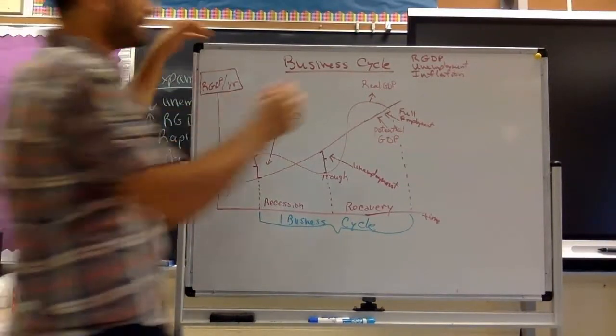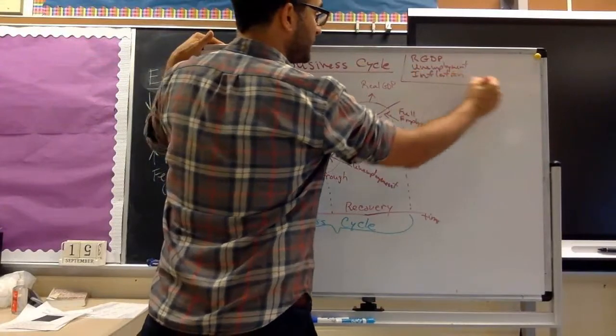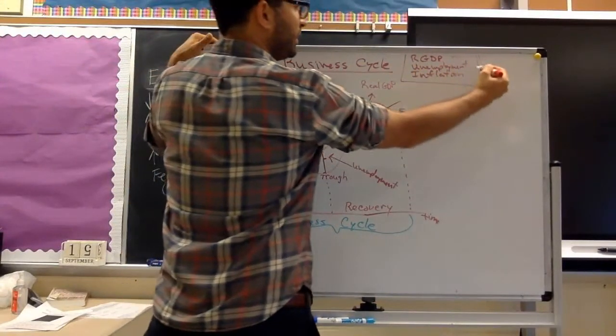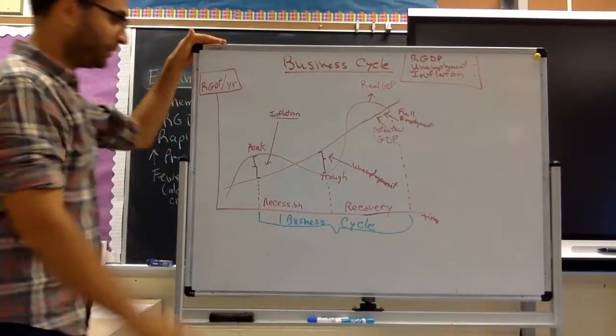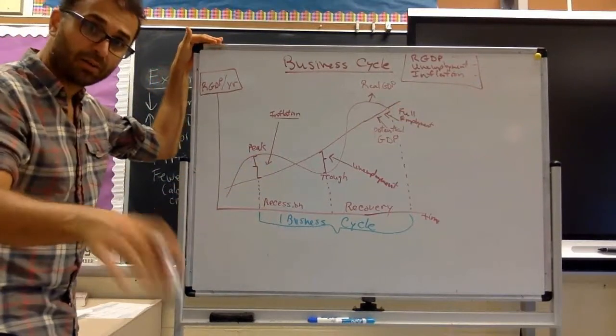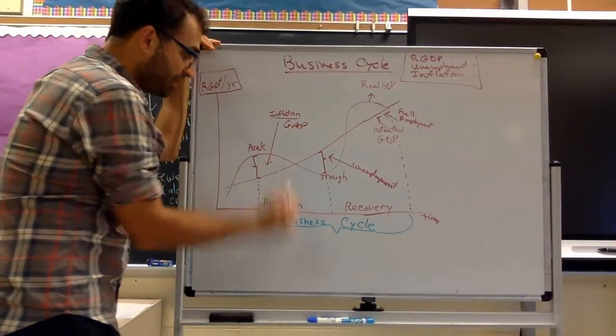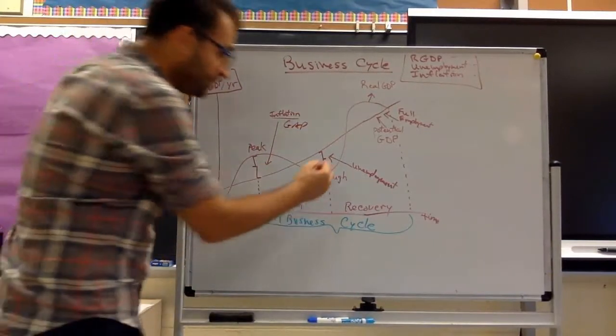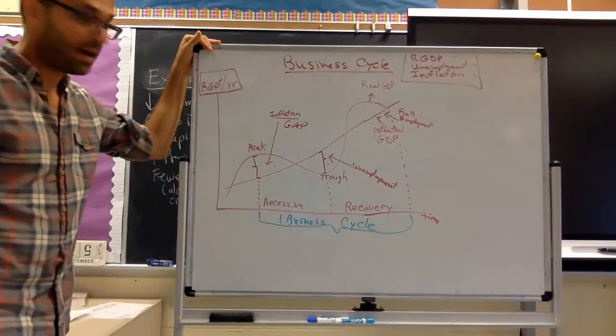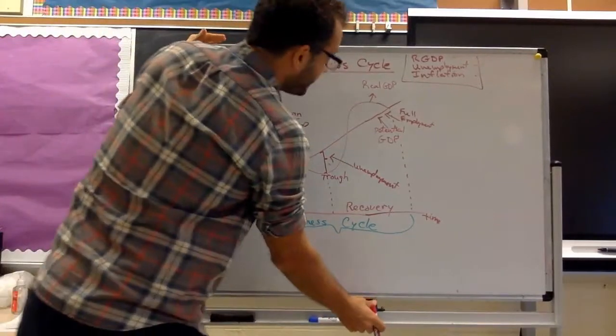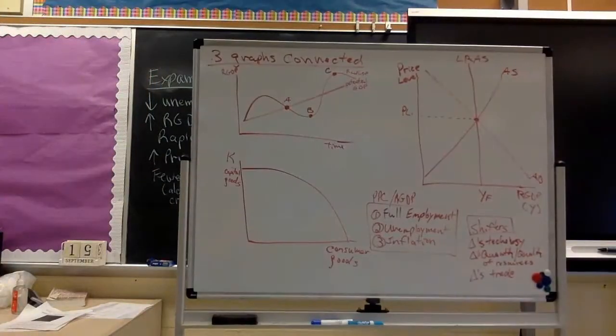There are three things that we're looking at when you look at a business cycle. You're looking at GDP, you're looking at unemployment, you're looking at inflation. Later on, we're going to talk about inflationary gaps. Well, the inflationary gap is here. The recessionary gap is here, where the unemployment is high. All right. Now that you got that, how does it connect to these three graphs?